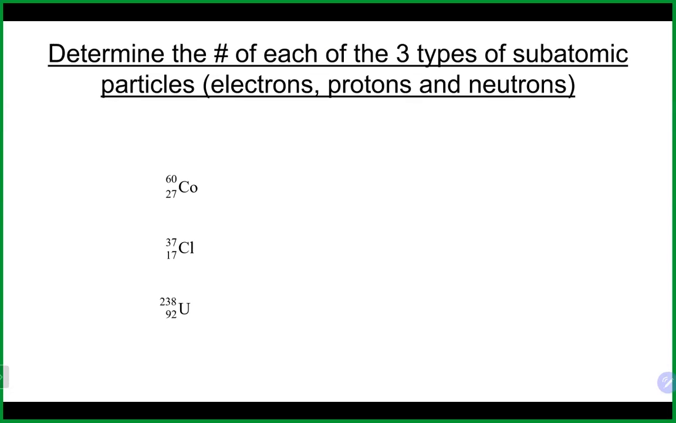So with our mass number and our atomic number, once again, the number there on top is the mass number, and the number on the bottom there is the atomic number.